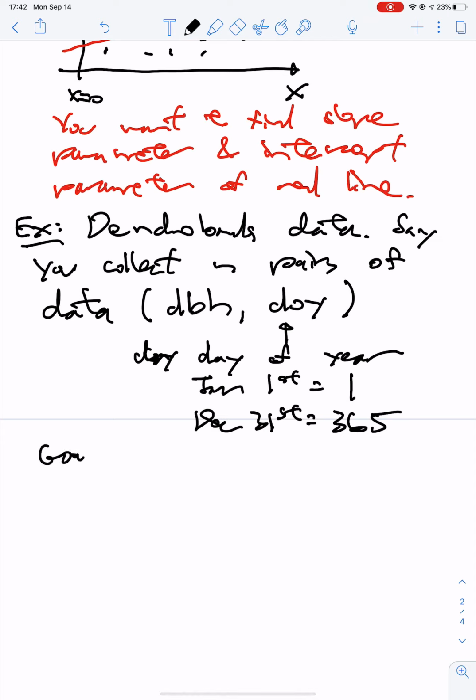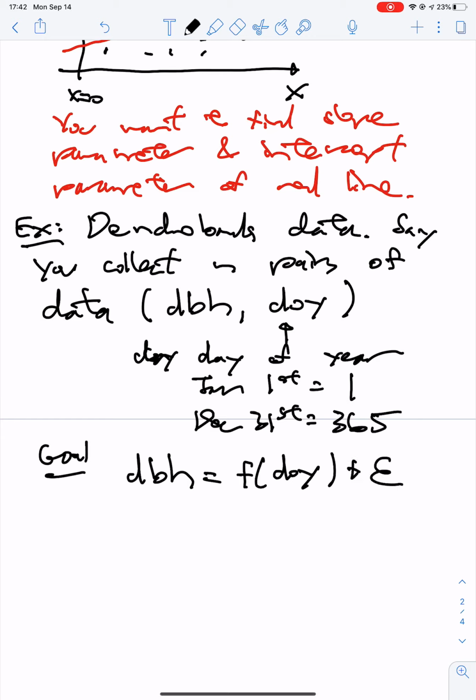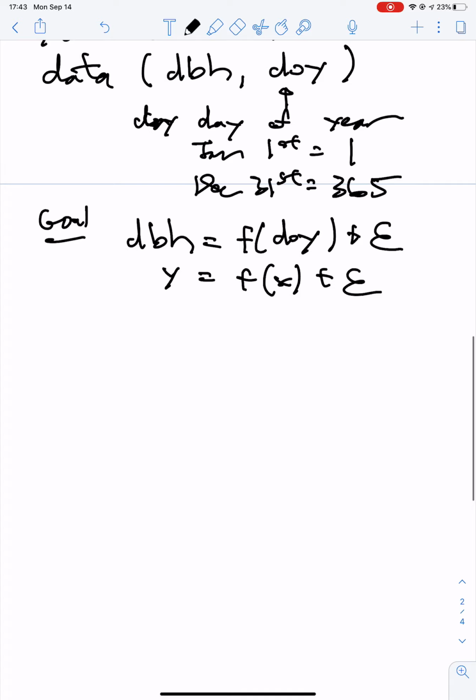The goal is the following. You want to create a model of dbh as a function of day of year plus some error. This is our new y equals f of x plus epsilon. This is the idea of modeling.